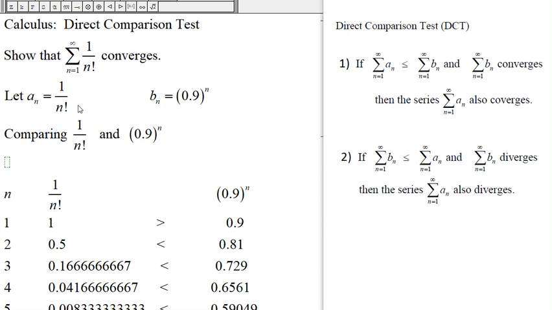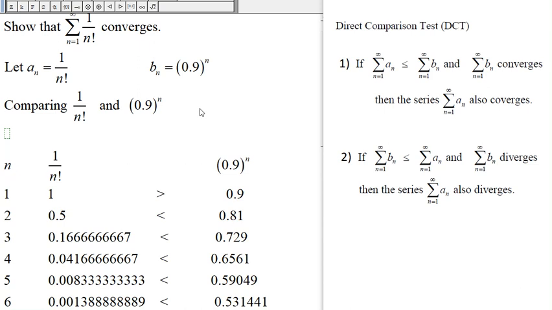So let's call 1 over n factorial A sub n, and let B sub n be 0.9 to the n. The reason we choose 0.9 to the n is because we know something about this series. This is a geometric series with common ratio of 0.9. And we know that for a geometric series, if the common ratio is between -1 and 1, then the series converges. And so that's why we choose 0.9 to the n.